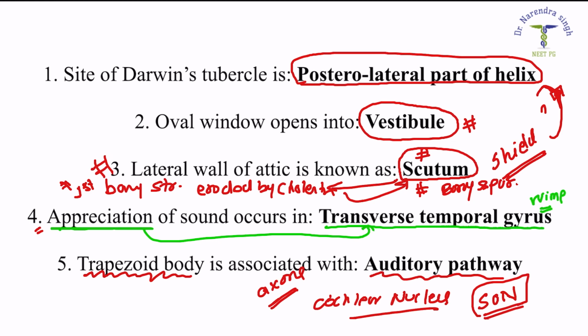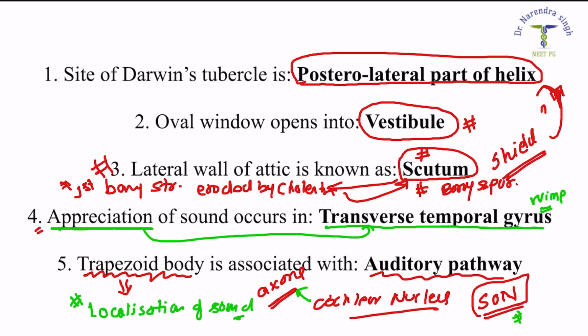Trapezoid body is believed to be associated with localization of sound. So here comes the second question, which is commonly asked in association with trapezoid body: localization of sound is associated with trapezoid body. Trapezoid body is the part of auditory pathway where the axons from the cochlear nucleus decussate to the opposite side before traveling to the superior olivary nucleus.